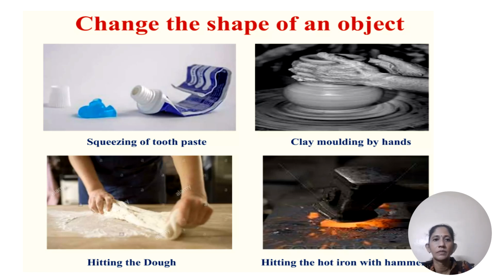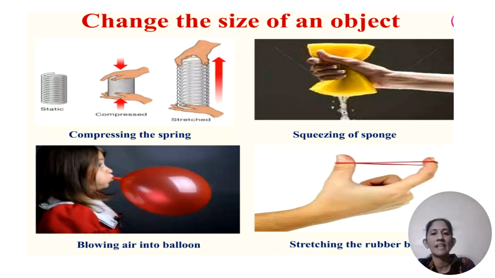So next point, change the size of an object. Examples: compressing the spring. Look here, the spring size is changing. Next, squeezing a sponge. When we squeeze the sponge, the size changes. Blowing air into balloons, then stretching the rubber band. All these examples show the change of size, isn't it?